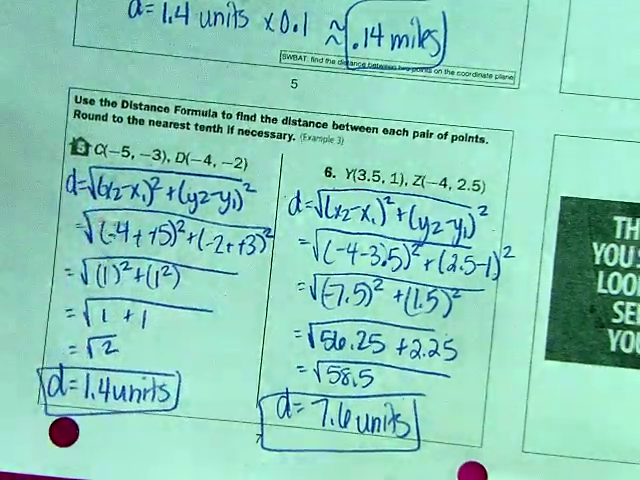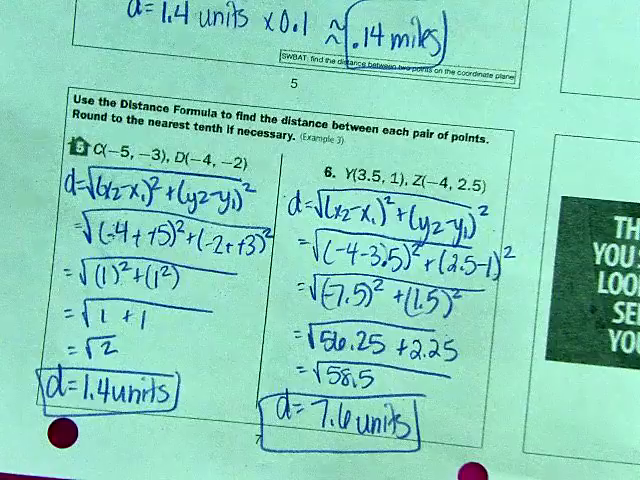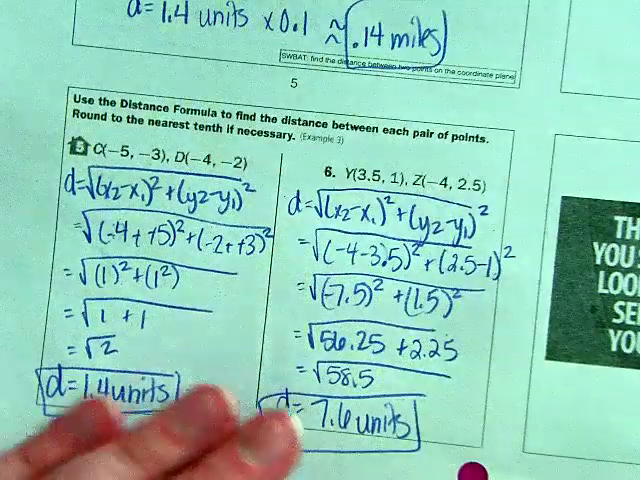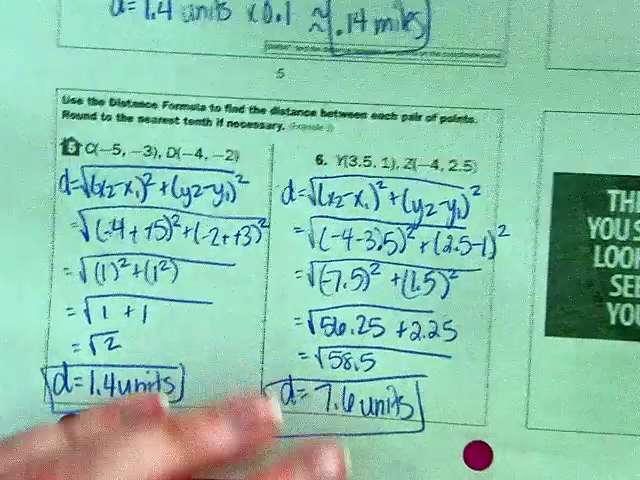So it's a lot of plug and chug. It's a lot of, you just need to learn what the distance formula is, and you just need to know that the ordered pairs go x, y.